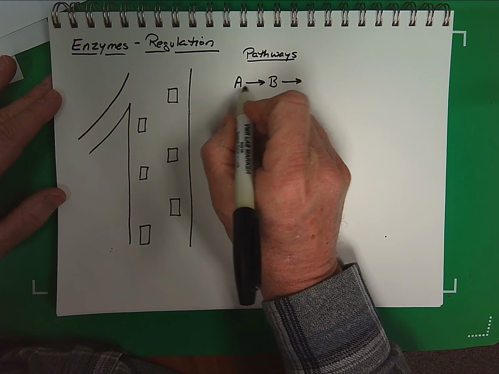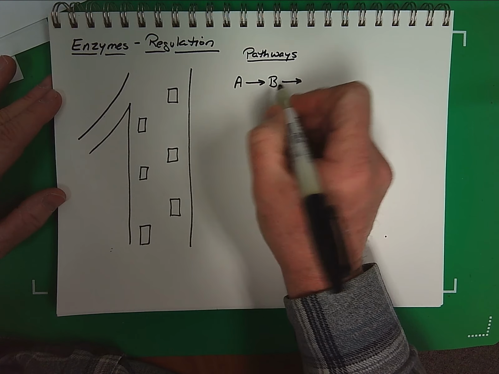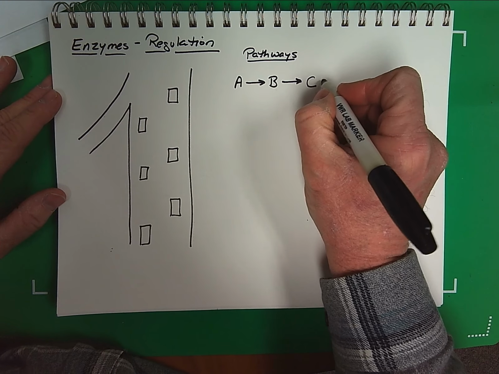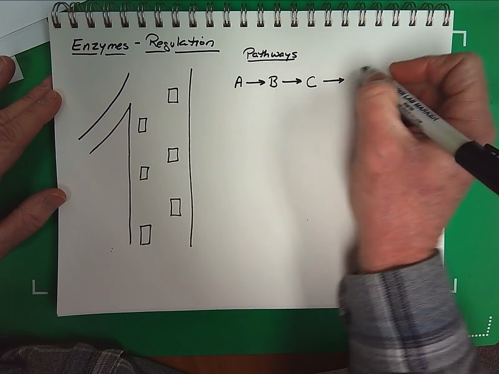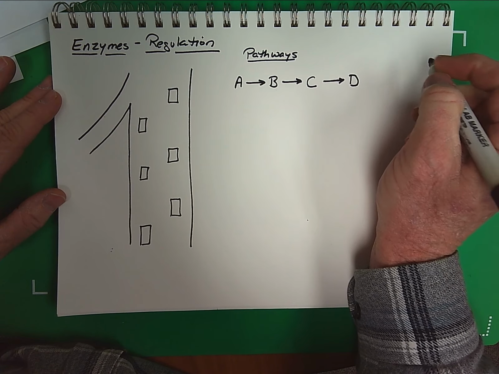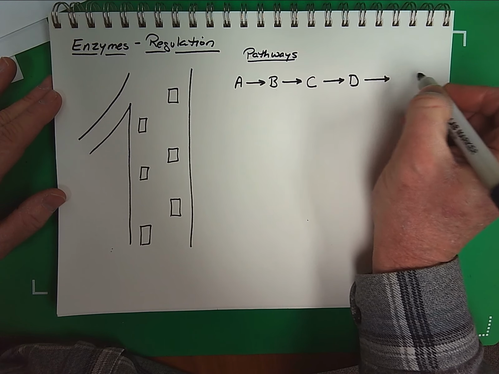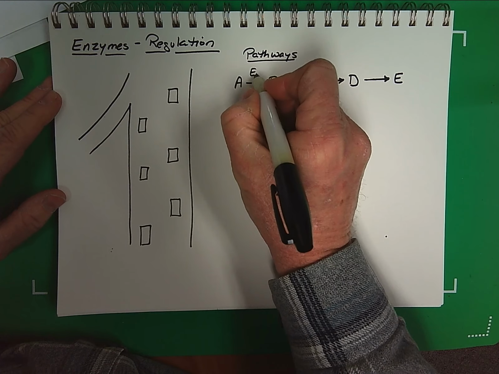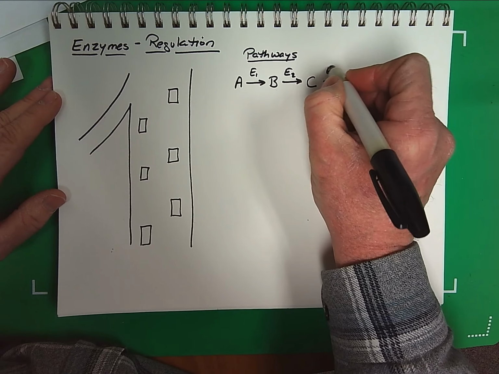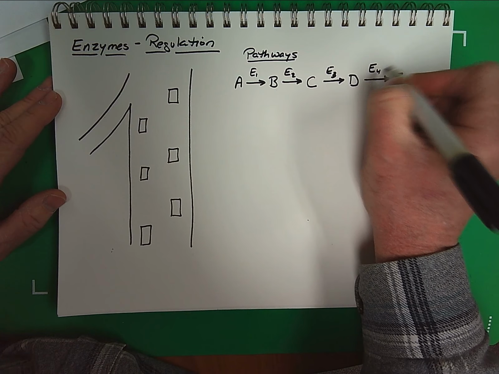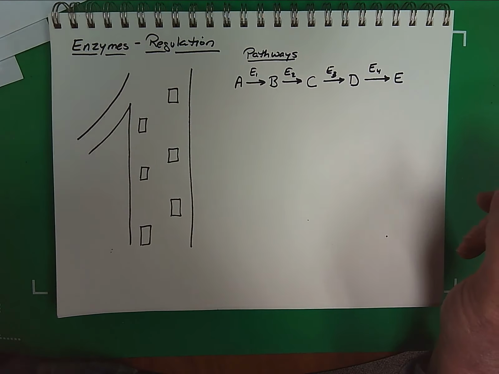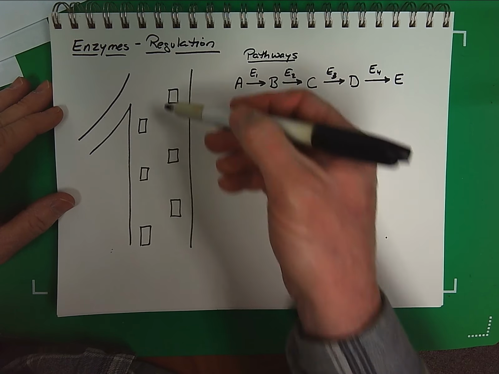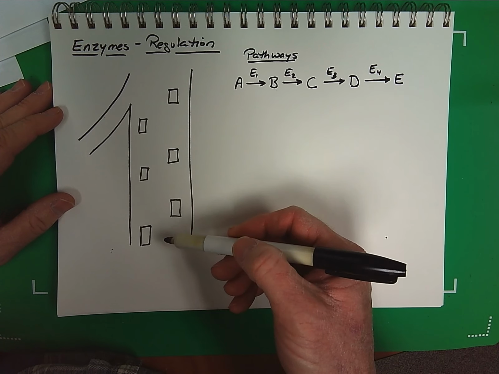So substrate A becomes product B, but then product B is a substrate to make product C. Likewise, product C becomes substrate for the next reaction to become product D. Product D then becomes the substrate for the subsequent reaction to form product E. And of course, each one of these reactions is mediated by a separate enzyme, which I will abbreviate as E1, E2, E3, and E4. Now, the freeway analogy here is the pathway, going from A to B to C to D to E, etc.